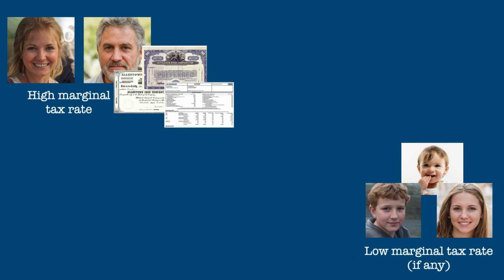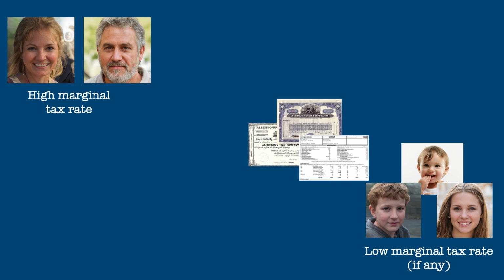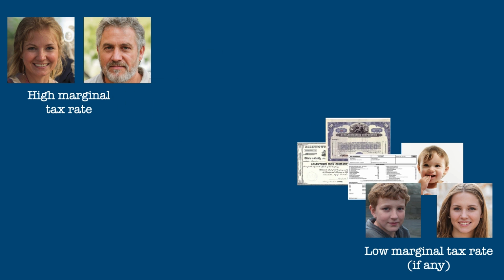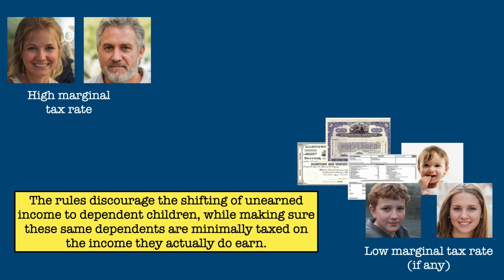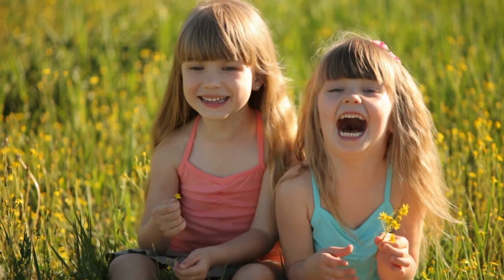All these rules are in place to keep parents with high incomes from sheltering their unearned income from taxation by transferring it to their children, who would either not have met their filing requirement or who would be subject to lower marginal tax rates. These rules discourage this behavior, all the while making sure that these same dependents are minimally taxed on the income they actually do earn. And that's how you calculate a standard deduction for someone who can be claimed as a dependent.